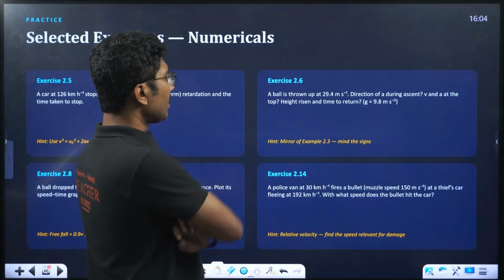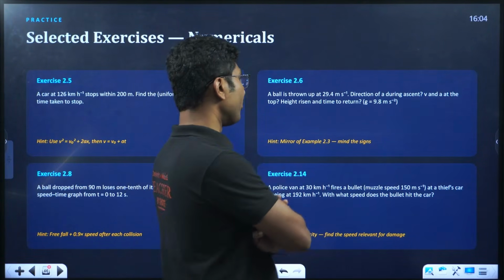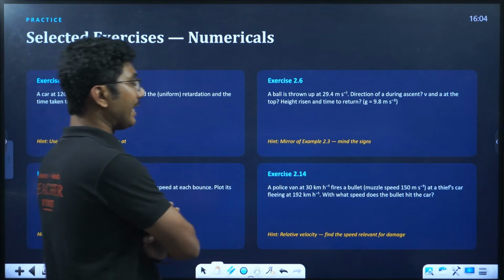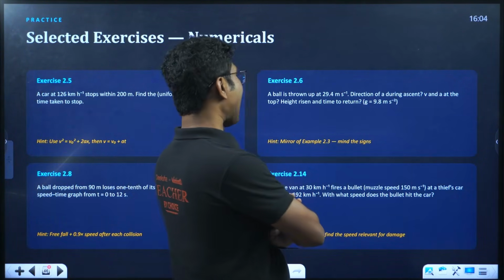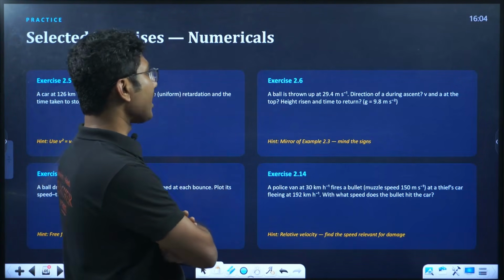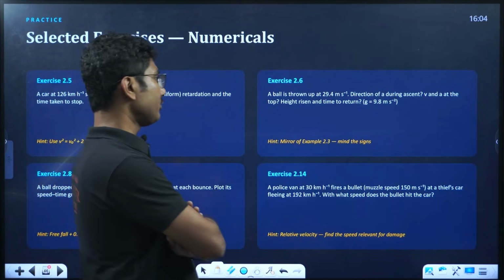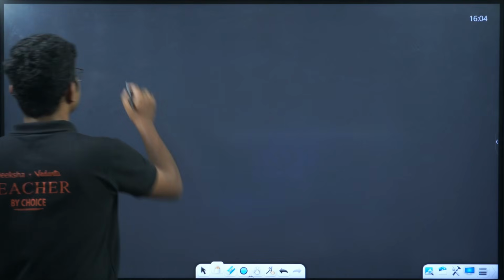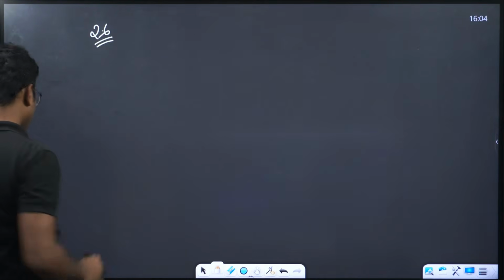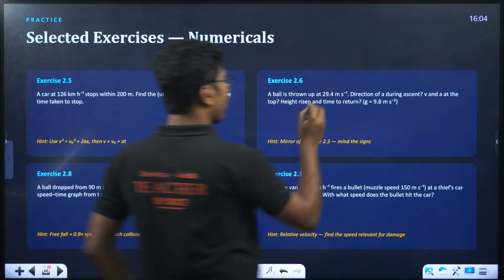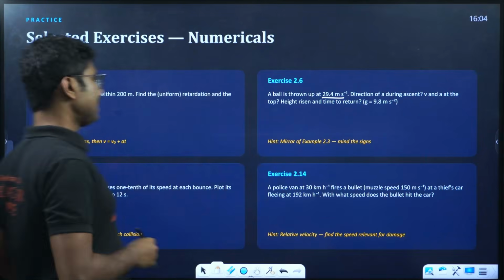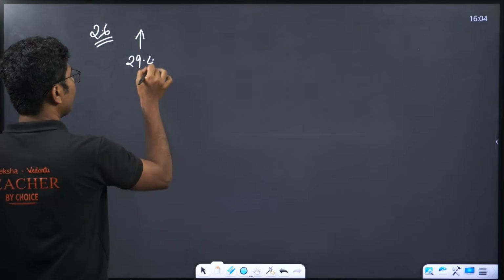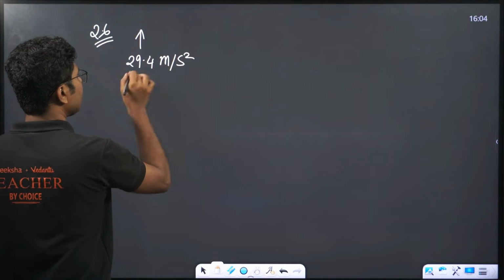Now let's see one more problem. A ball is thrown up at 29.4 meter per second. Find the direction of a during ascent, v at the top, the height risen, and the time to return. So there are a few parts. First of all, the ball is thrown up. This is 2.6. So initially you threw up the ball at 29.4 meter per second.